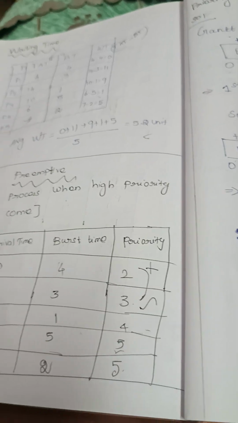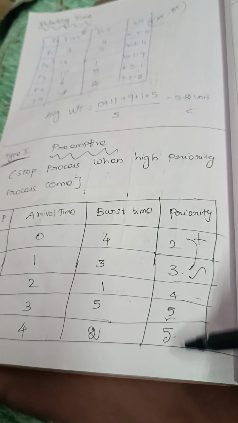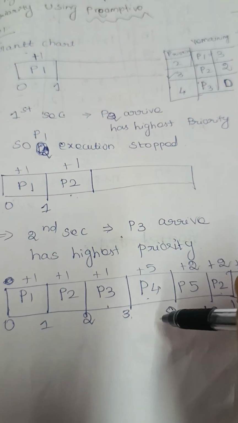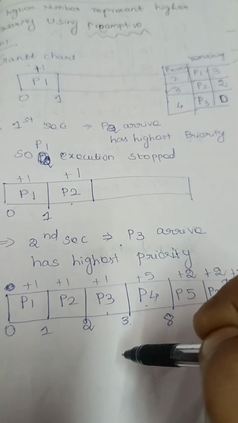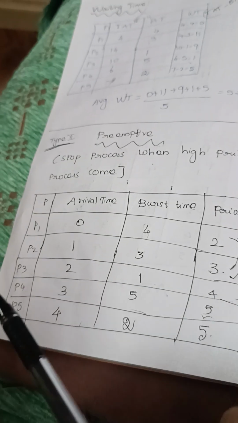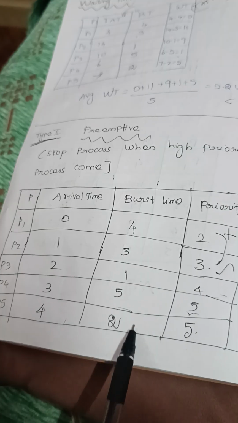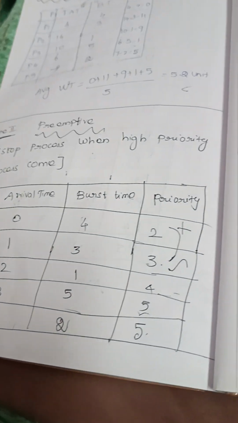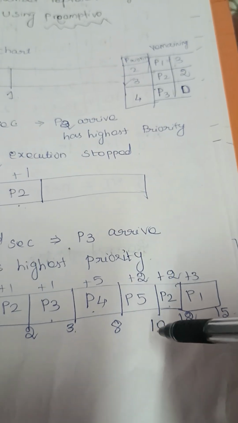So for P4, there is no higher priority process. So P4 process completed its execution. P4 burst time is 5. So 3 plus 5, we got 8. The next highest priority process is P5, having 5. So it completes its full execution. Burst time is 2. So for P5, 8 plus 2, we got 10.